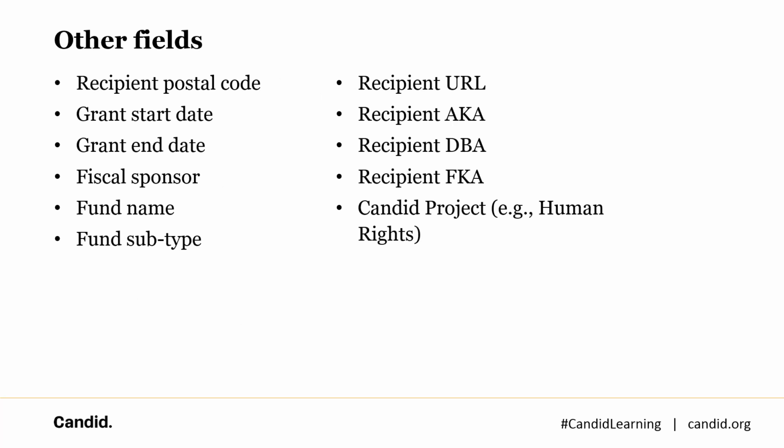Finally, we have a set of other fields that are useful to provide for some of the same reasons I mentioned above, but that are less critical than those others. And the last one here, Candid Project, that's where you can flag that a grant should appear in a particular Candid resource, such as our Advancing Human Rights Landscape. So some funders begin participating in our e-reporting program because they want their grants data to be reflected in some of these resources that Candid makes available to the field, and this is one way you can ensure that those grants actually do appear there.